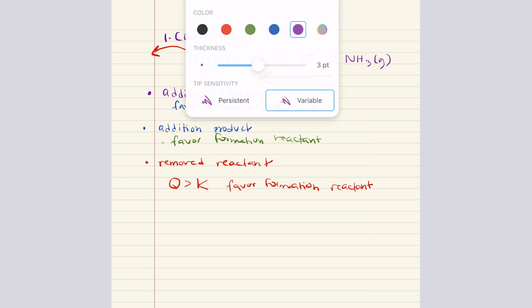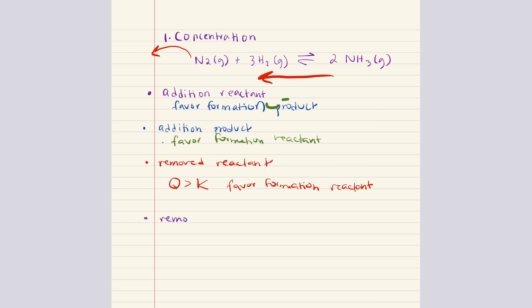And you guessed it, the same principle applies if we decide to remove product. If we were to remove ammonia, the system will shift towards the products. It will attempt to produce more products to reestablish equilibrium. And in this case, when product is removed, Q becomes less than K, and the system will shift in the forward direction to produce more products, thereby increasing Q until it equals K. So in short, if we remove product, we favor the formation of more product to reestablish equilibrium.